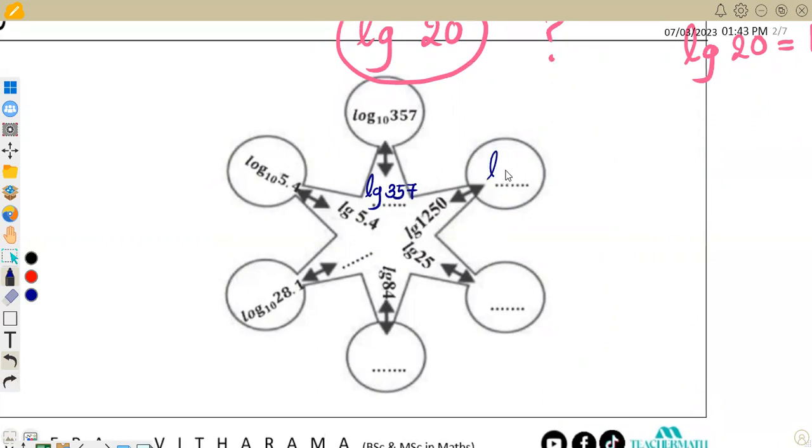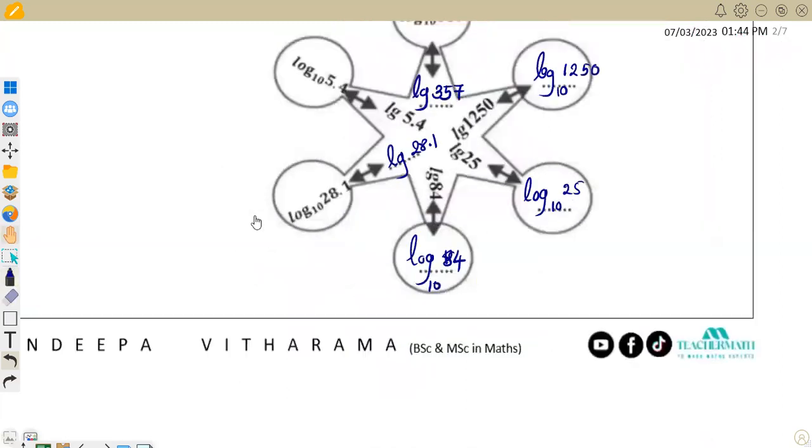Here LG 1250 can be written as log, that means logarithm of 1250 to the base 10. LG 25 means logarithm of 25 to the base 10. LG 84 means logarithm of 84 to the base 10. Then logarithm of 28.1 to the base 10 can be written as LG 28.1. Okay, actually this is a very simple exercise to remember what we learned.